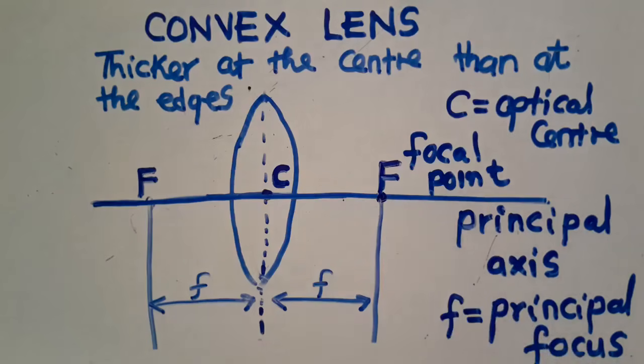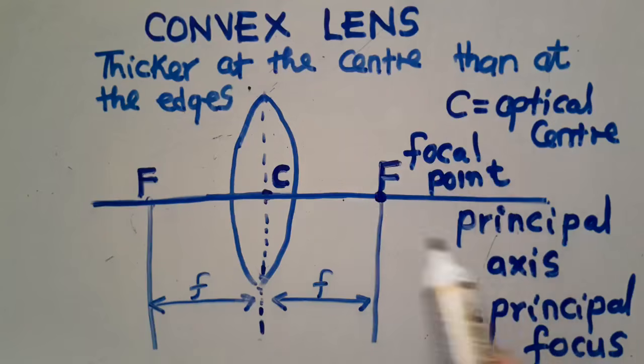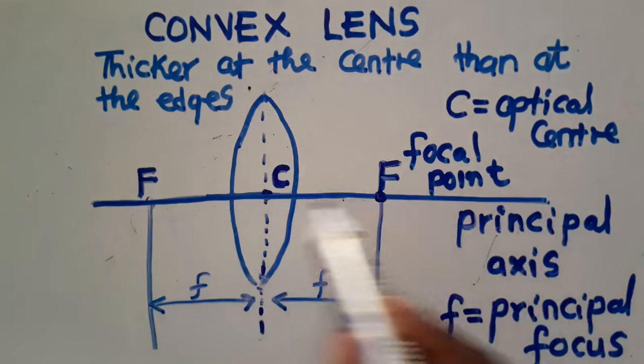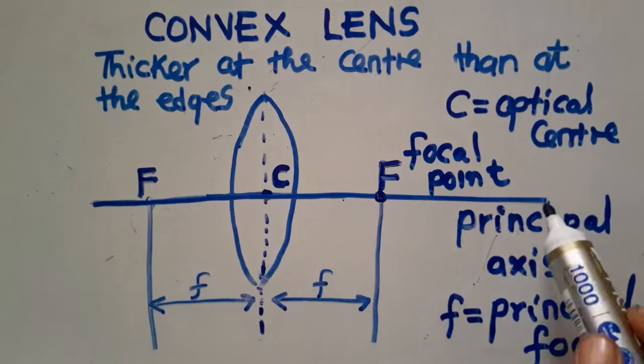This is where they get to converge. So the point where rays parallel to the principal axis converge is this point. This is what we call the focal point, or the principal focus. Have you seen? So these are along the principal axis.